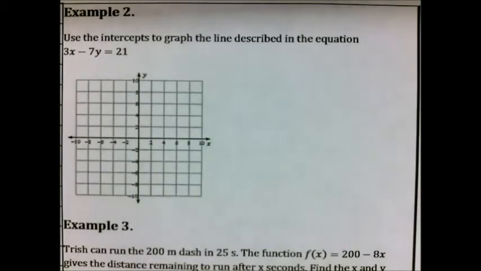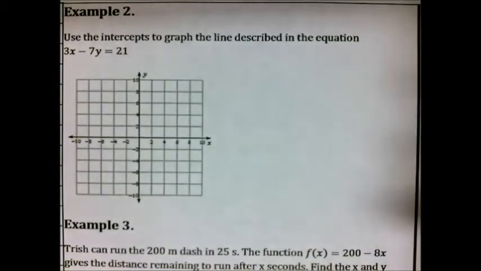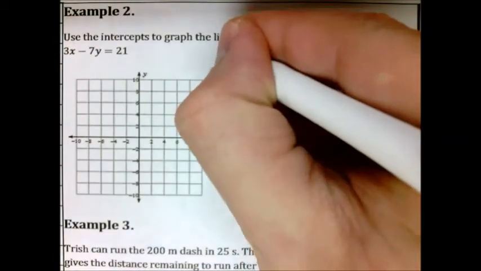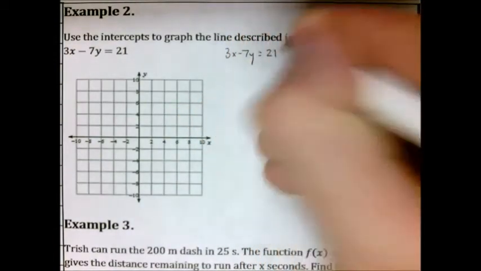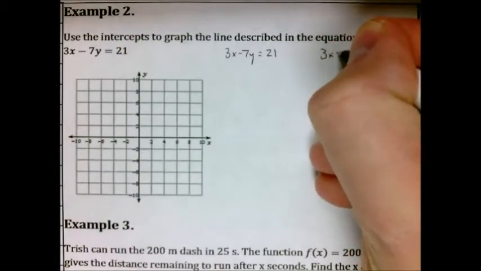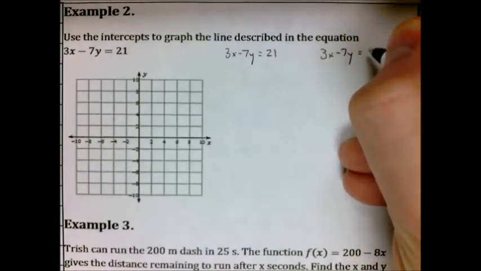Example 2 says: use the intercepts to graph the line described by the equation 3x minus 7y equals 21. This is where we use our key concept. The first thing we're going to do is write that equation twice: 3x minus 7y equals 21, and we'll write it again over here, 3x minus 7y equals 21.